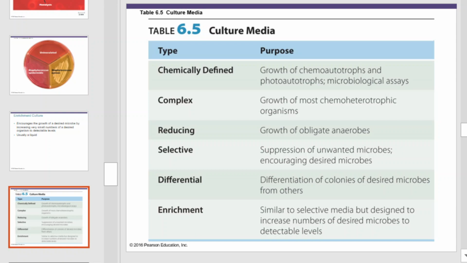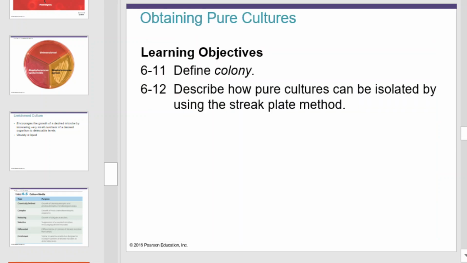Chemically defined: the growth of chemoautotrophs and photoautotrophs, and microbiological assays, requires chemically defined culture media. Complex media can be used for the growth of most chemoheterotrophic organisms. Reducing media is only for obligate anaerobes. Selective media is used to suppress unwanted microbes and encourage desired microbes. Differential media differentiates colonies of desired microbes from others, and an enrichment culture or an enrichment media would be similar to a selective media, but designed to increase numbers of desired microbes to detectable levels.